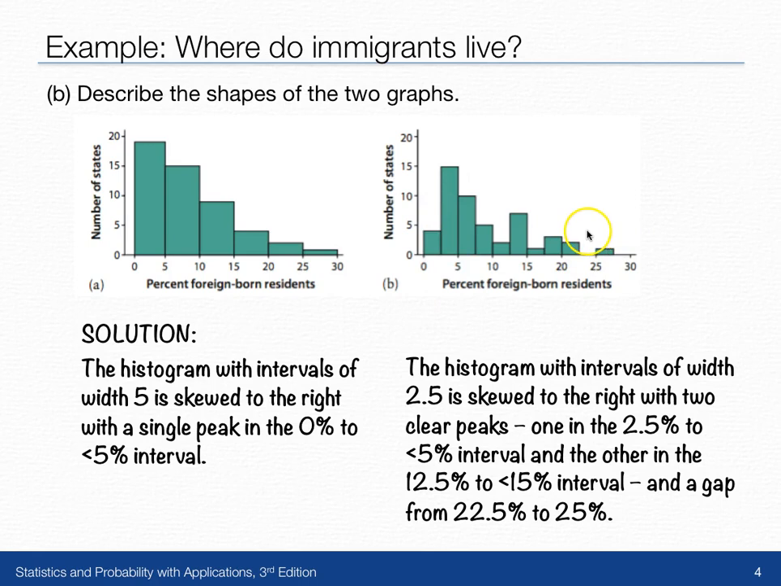However, this one has two peaks, one in the 2.5 to 5% interval, and then another in the 12.5 to 15% interval. This graph also has a gap between 22.5% and 25%.